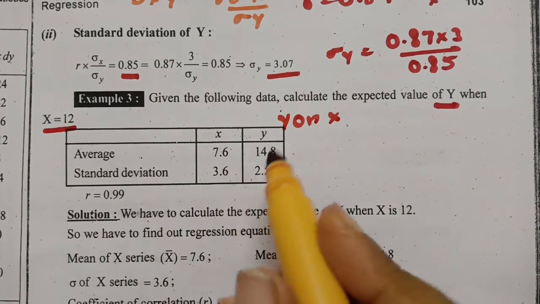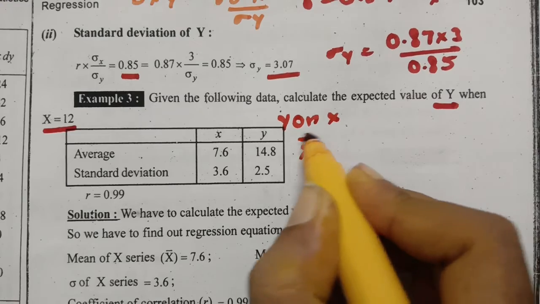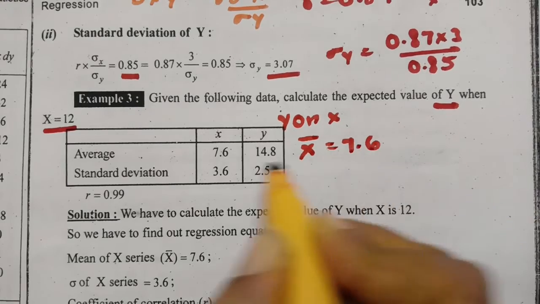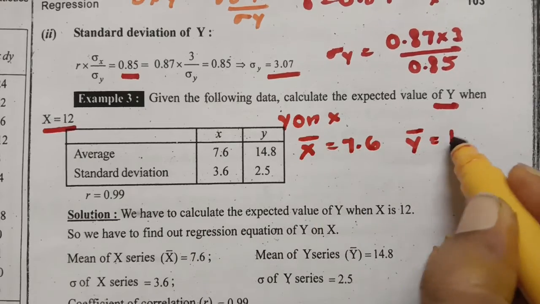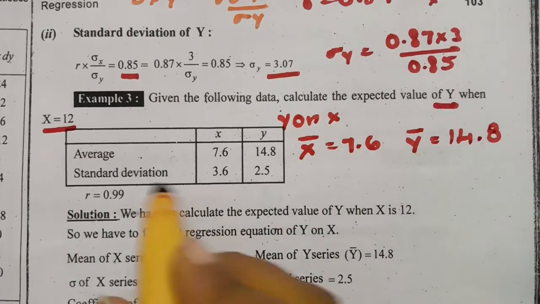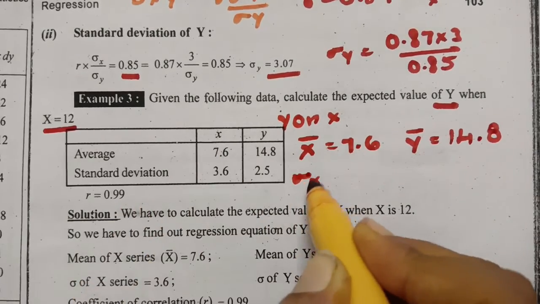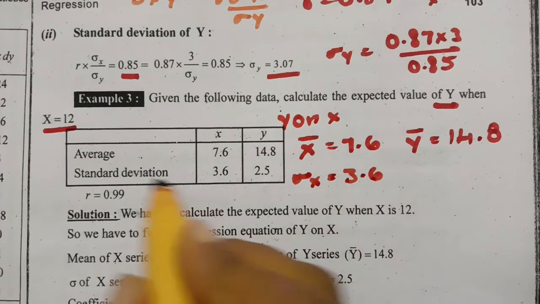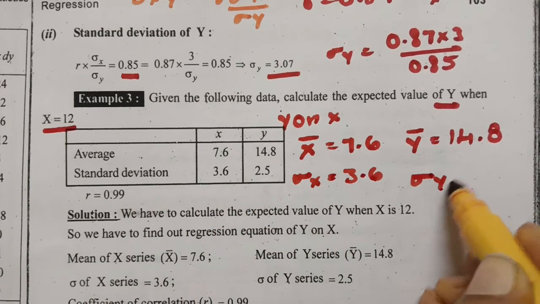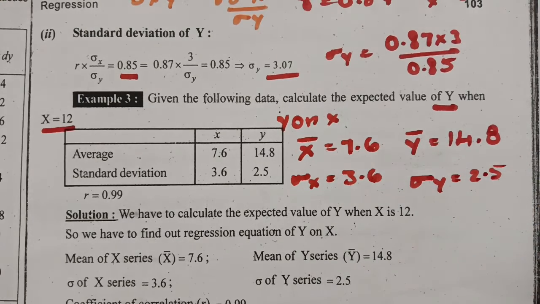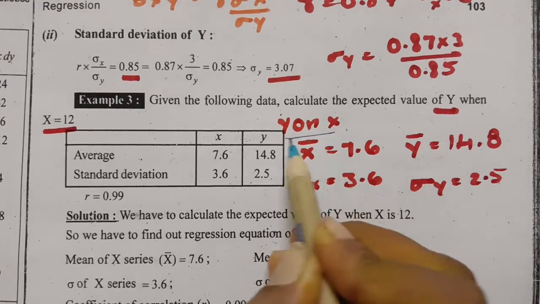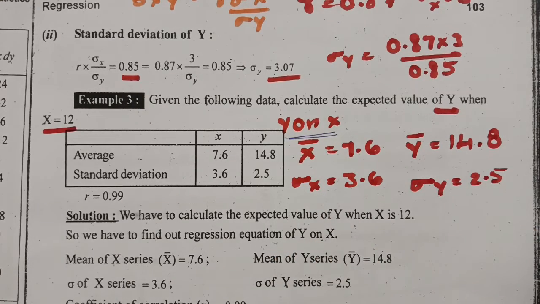Here the average, that is x bar, is given as 7.6 from this table, and the average value y bar is given as 14.8. The standard deviation of x, that is sigma x, is given as 3.6, and the standard deviation of y, that is sigma y, is given as 2.5. Clear? So this is all the data given, and now we have to find the regression equation of y on x and substitute x equal to 12 in that equation.